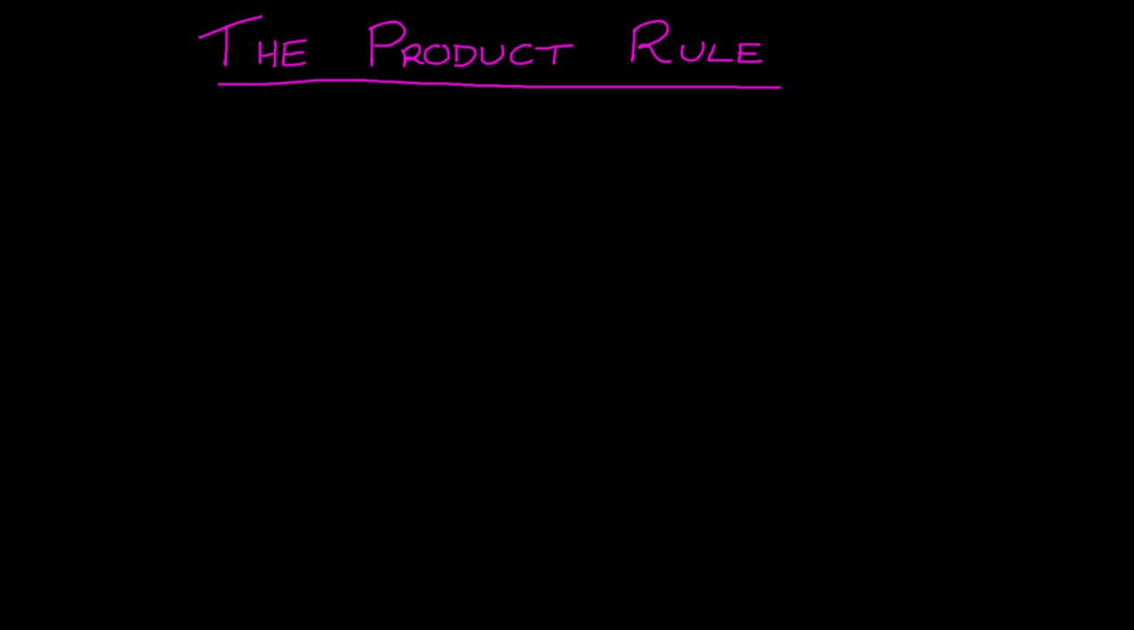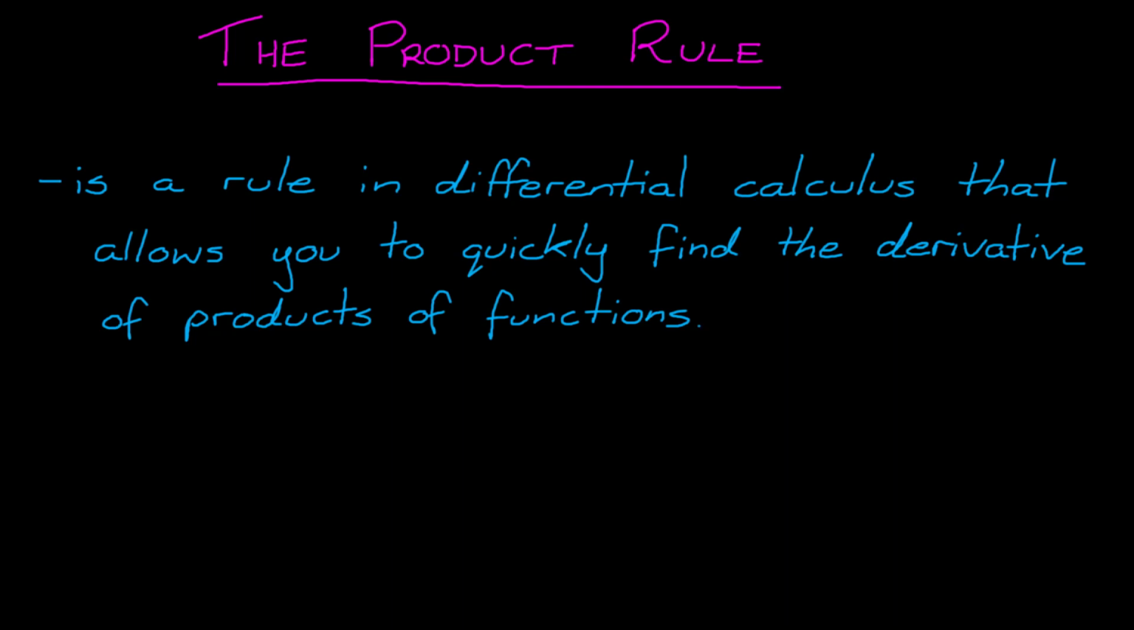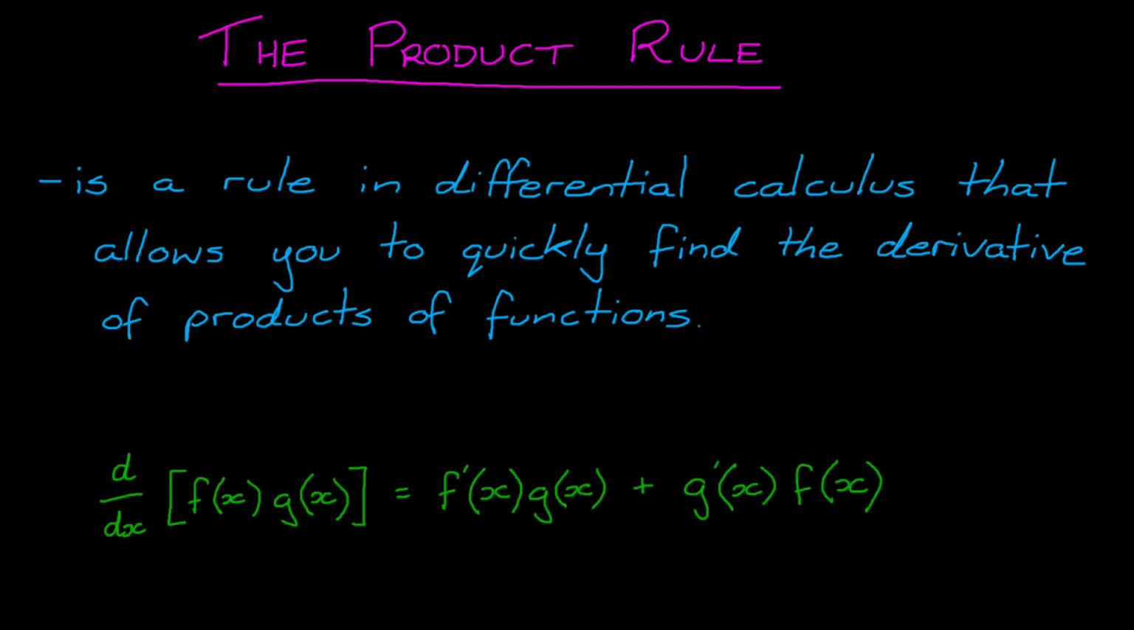Hi guys, in today's video we're going to be talking about the product rule. The product rule is a rule in differential calculus that allows you to quickly find the derivative of products of functions. Put simply, if f of x and g of x are both differentiable functions of x, then the derivative of their product is simply f dash x times g of x plus g dash x times f of x.